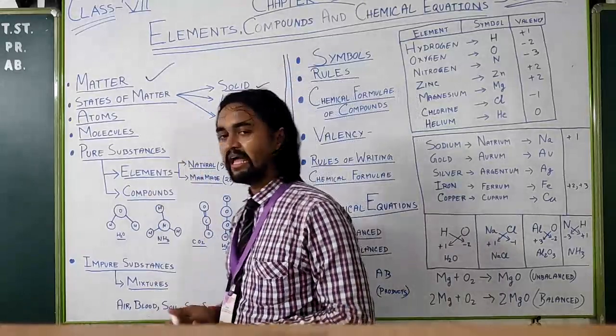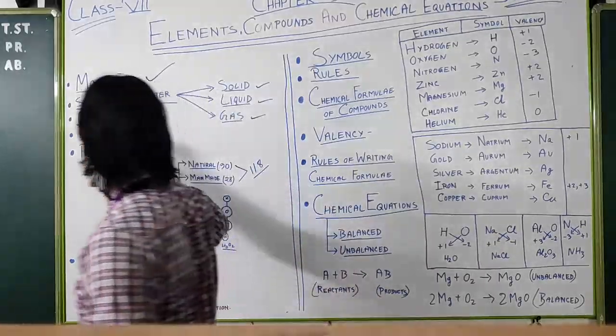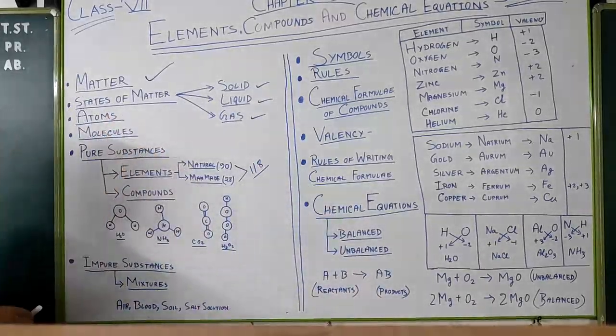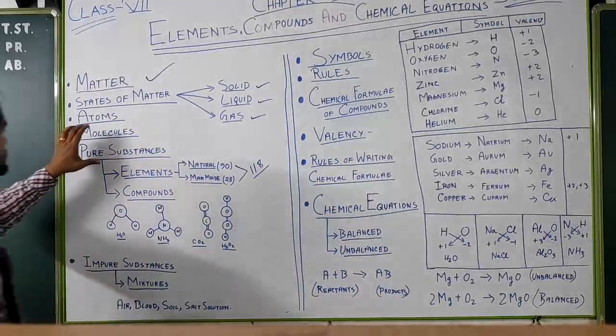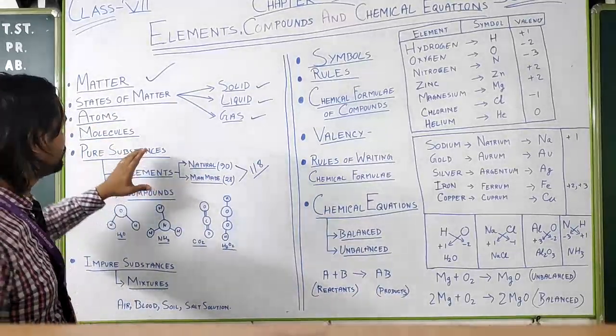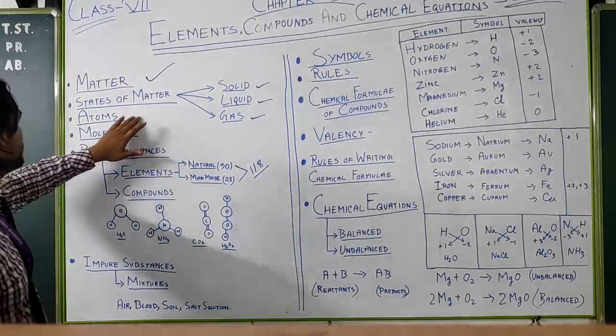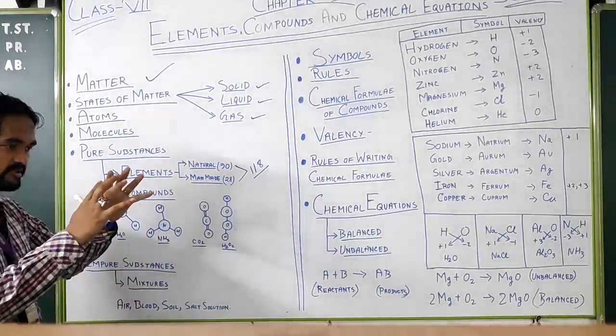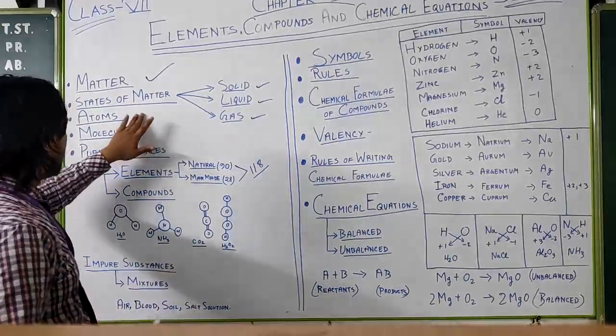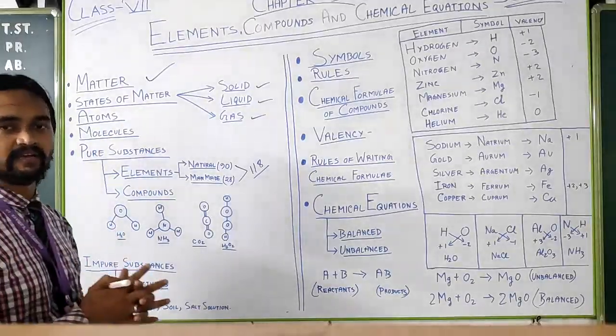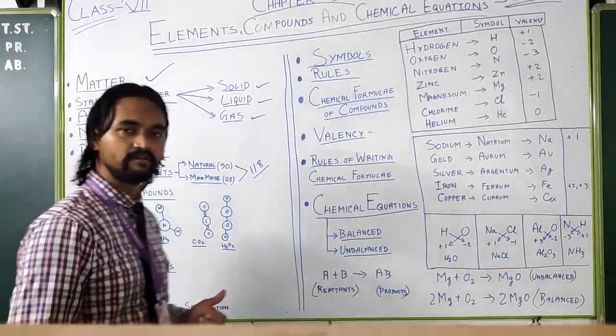Now, what about the atoms? We have already learned about atoms. Atoms are the simplest form of any matter. That means the tiny particles that create any matter are known as atoms. We cannot divide atoms any further.